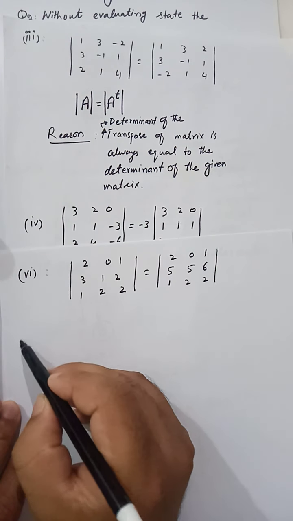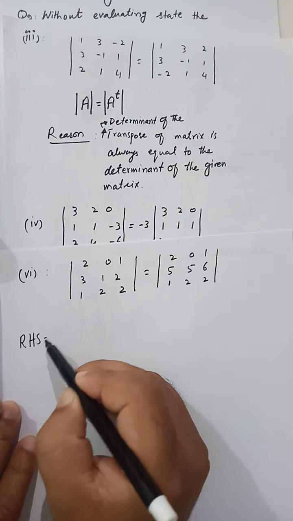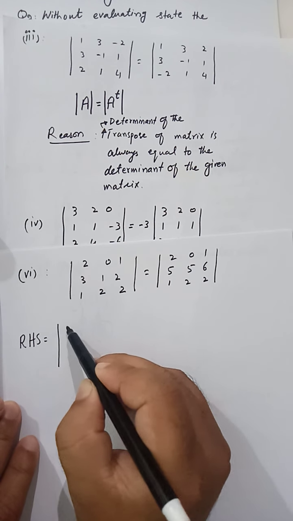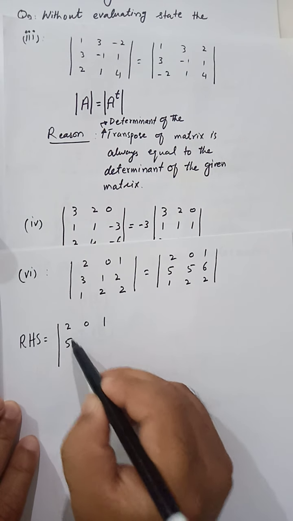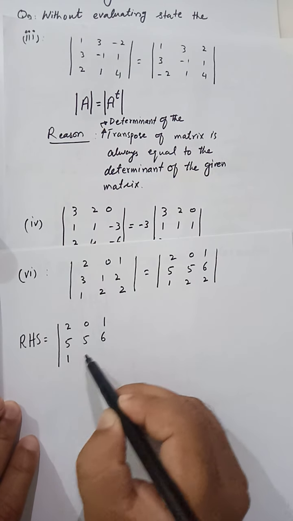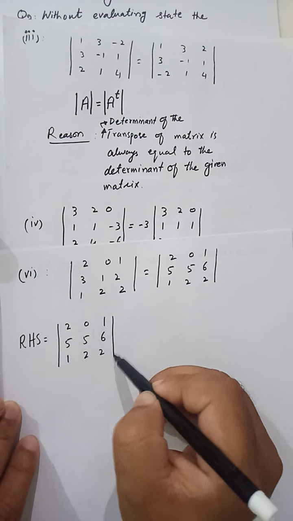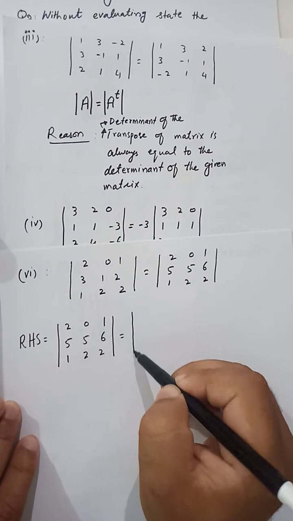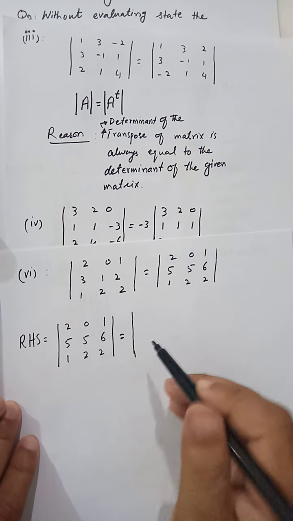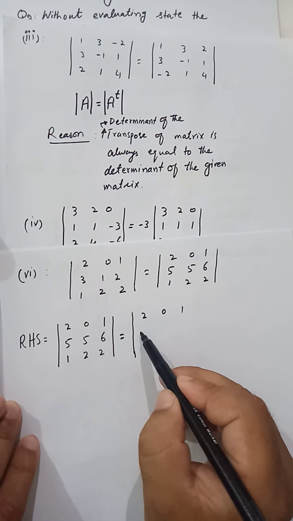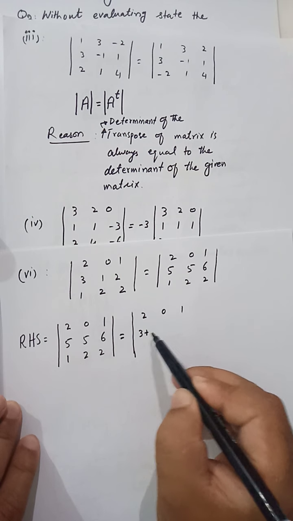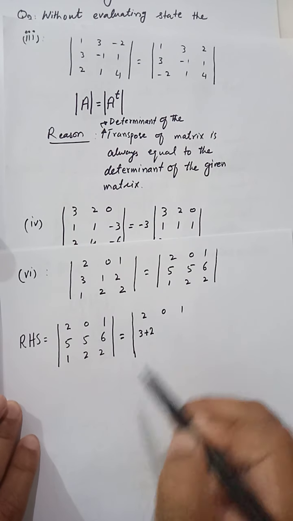If I consider the right hand side, the matrix in determinant form is 2 0 1, 5 5 6, 1 2 2. I can write this matrix in the form 2 0 1, and 5 can be written as 3 plus 2.